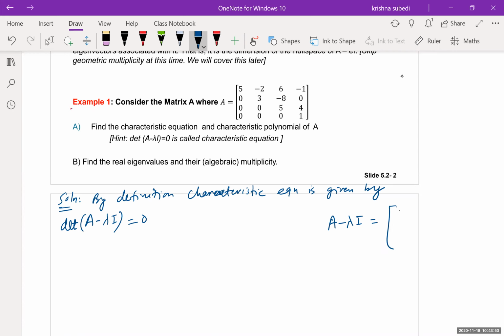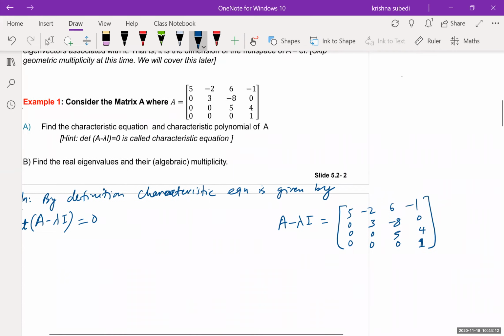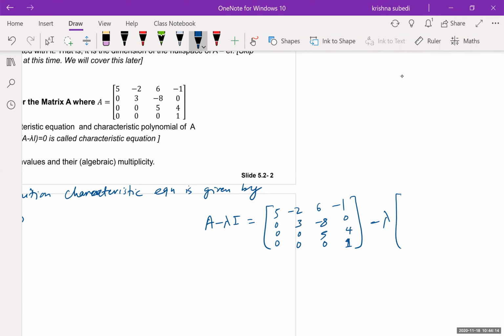A is 5 0 0 0, -2 3 0 0, 6 -8 5 0, -1 0 4 1. A minus lambda I. So this one is a 4 by 4 matrix. And the identity matrix is 1 0 0 0, 0 1 0 0, 0 0 1 0, 0 0 0 1.